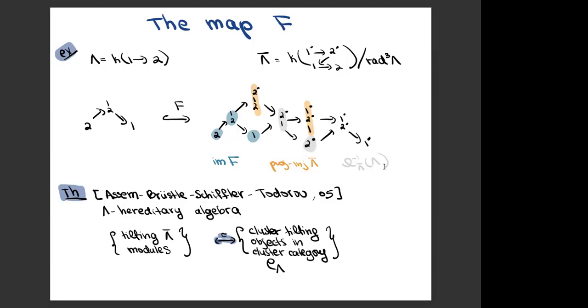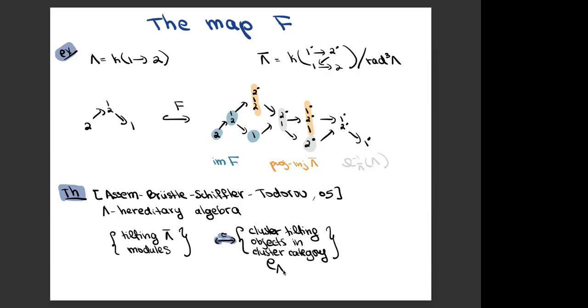That's this omega inverse. And this is really where the project started, because I learned about this result, an older result, at a conference once. This is an older work of Assem, Brüstle, Schiffler, and Todorov. This predates support-tau tilting theory. And it says the following. If lambda is a hereditary algebra, then the tilting lambda bar modules, so tilting modules over the duplicated algebra of a hereditary algebra, are in correspondence with cluster tilting objects in the cluster category C lambda.